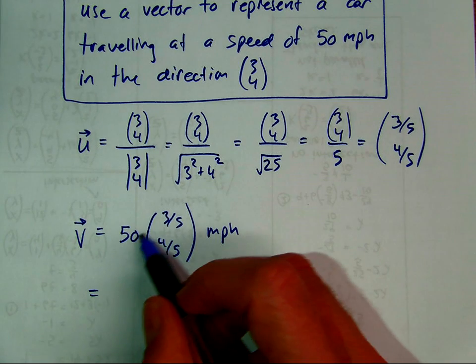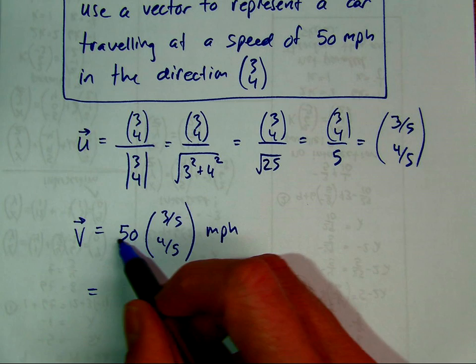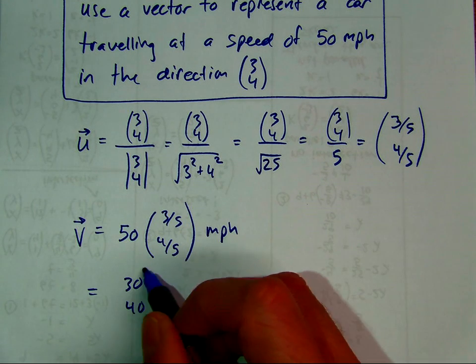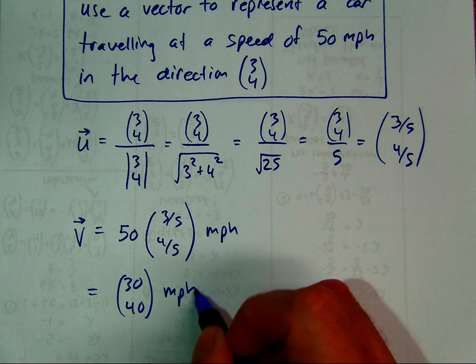So we have, reduce the 5 and we'll get 30. Reduce the 5 to get a 10, we'll get 40 miles per hour.